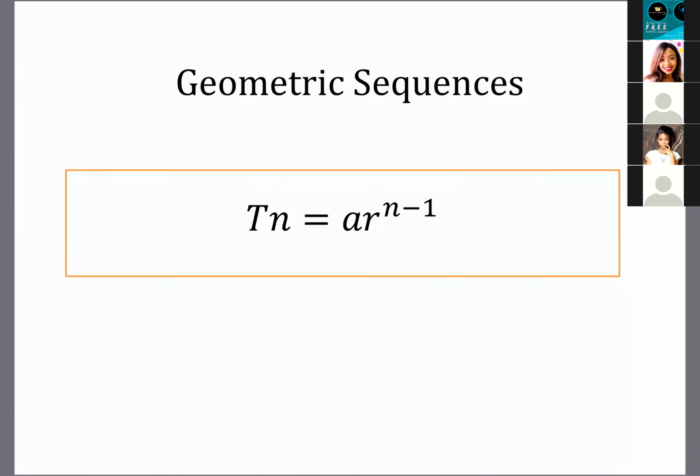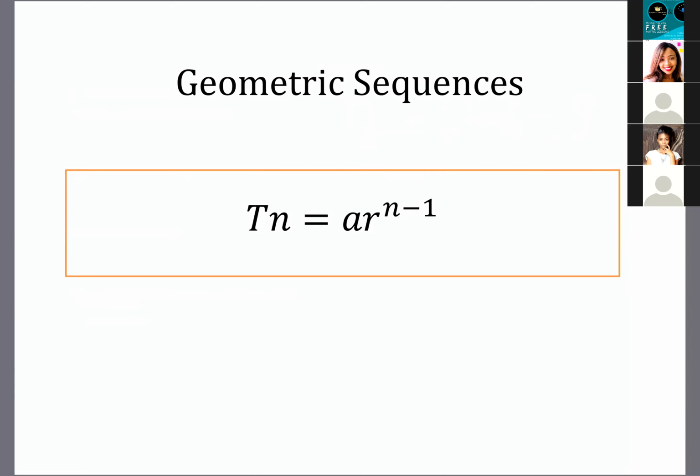Okay, now we're going to move to geometric sequences. So remember, we started with arithmetic. Arithmetic is when I have a common first difference, right? And then I moved over to quadratic. Quadratic is when I have a common second difference. And then this one is when I have a common ratio.